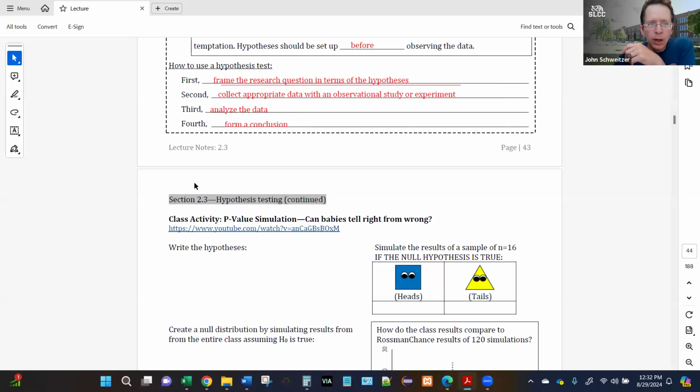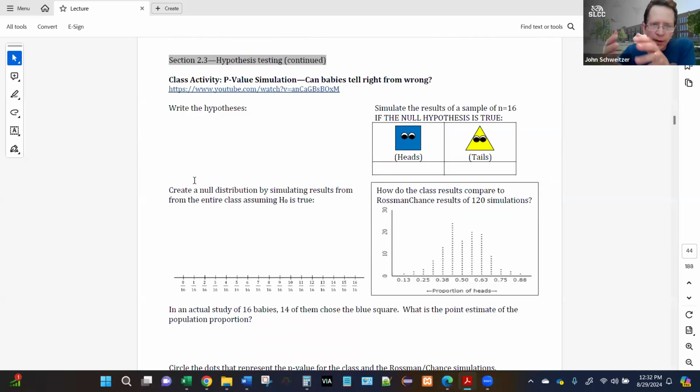Okay, so I hope you found that interesting, right? You've got these cute babies. You've got this interesting experiment they designed, and then it's an interesting question about human psychology and development, and it's a nice study for us to look at with our new hypothesis test framework. So let's think about the possibilities here.